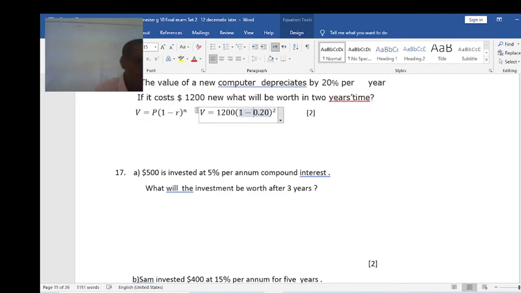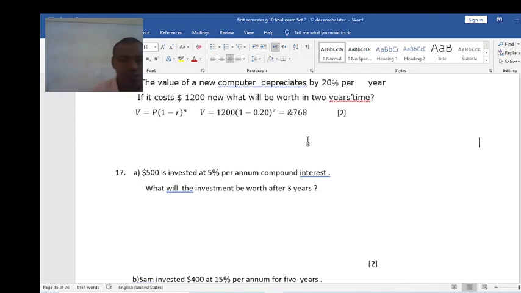We have 0.8, because 1 minus 0.20 is 0.8 squared, multiplied by 1,200. So equal, not approximately, equal $768. Okay, dollar of course. Be careful because in the exam numbers will be different. So you should train yourself how to solve this kind of questions.